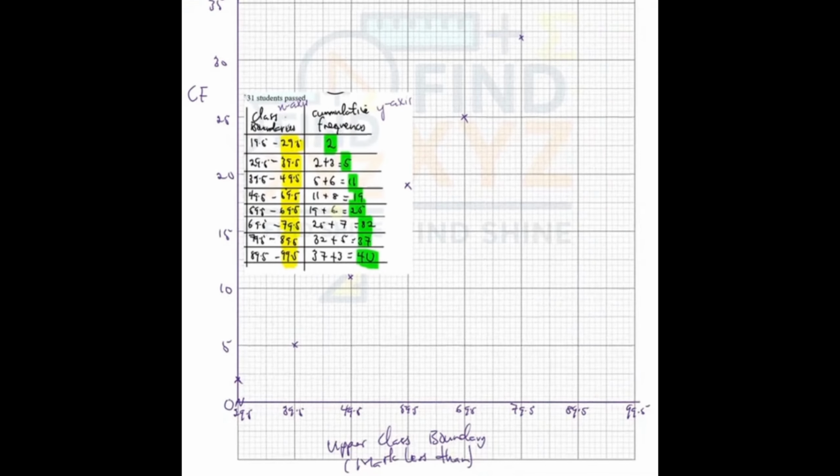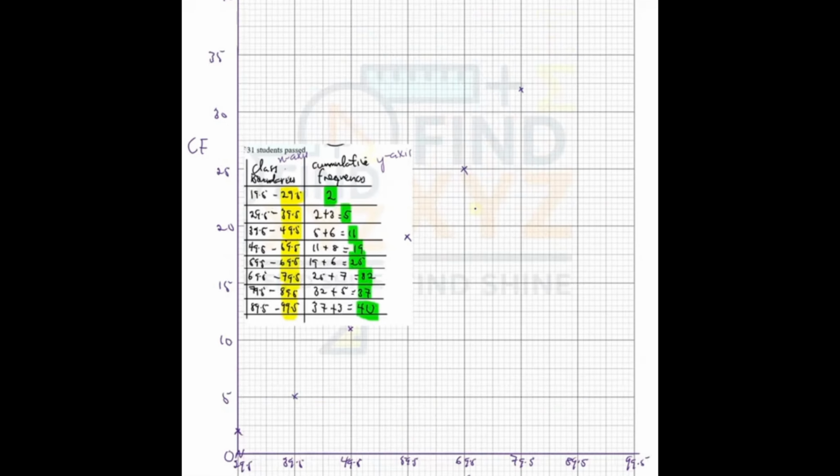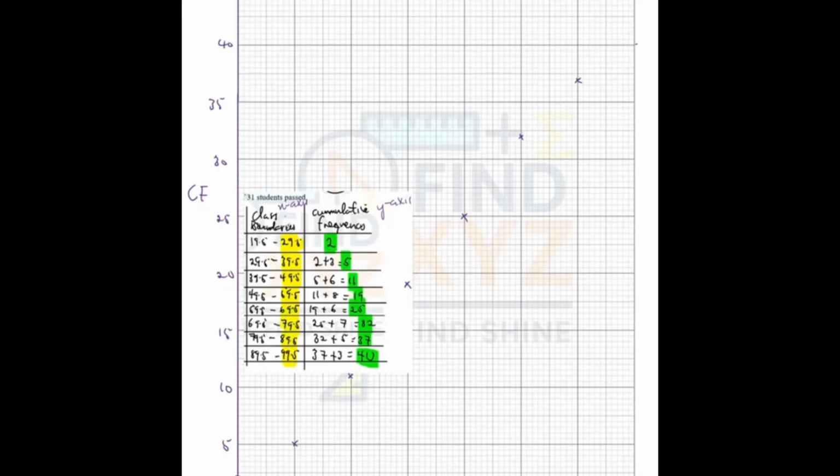Then 89.5 corresponds to 37. So we have 89.5 matches up to this is 35. So 36, 37. Then we have 99.5 matching up to 40. So let's go and mark 40. So this is the one. So we have all our points laid down.